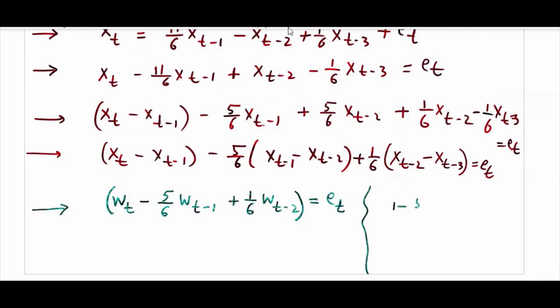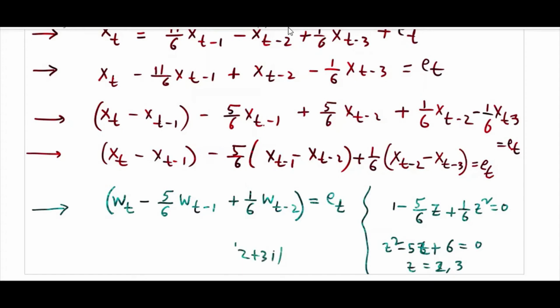We'll solve this one: 1 minus 5 upon 6 z plus 1 upon 6 z square. Then you will get z square minus 5z plus 6 is equal to 0. If you solve this, you will get 2 and 3. Both are greater than 1 in magnitude. We don't have complex numbers, so we need not worry. If you get a complex root, you have to take them all this way.